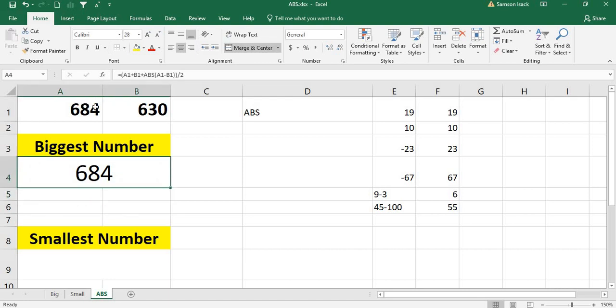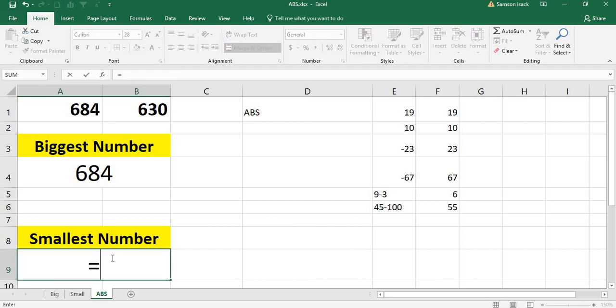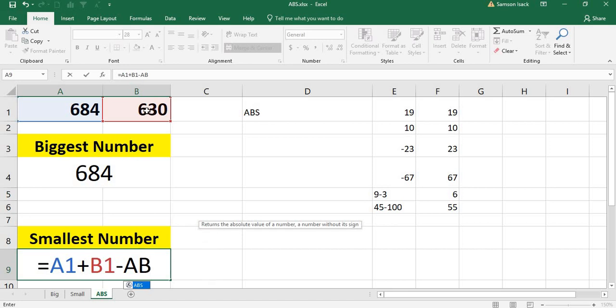Okay, in this case you can see 684. Similarly, I am doing it for the smallest number. I have the first number plus the second number. For the biggest number I added the difference between A and B, but now for the smallest number I am going to subtract the difference between A and B from the sum.